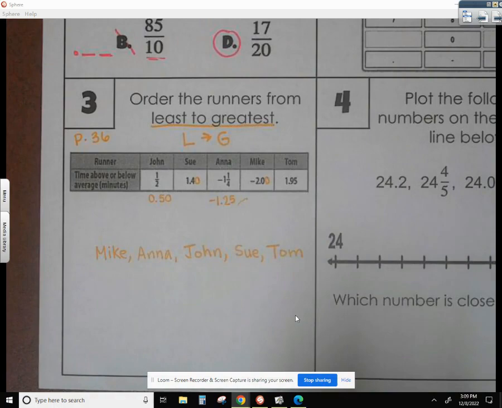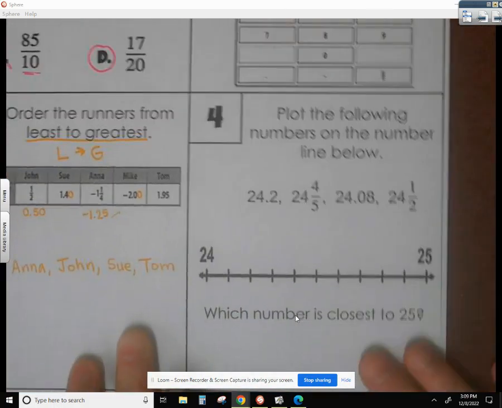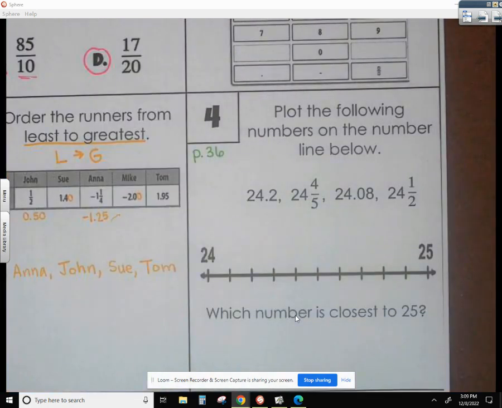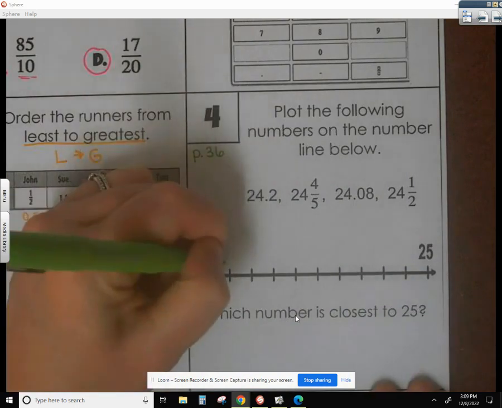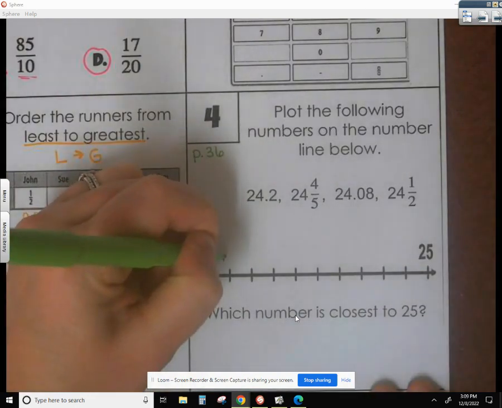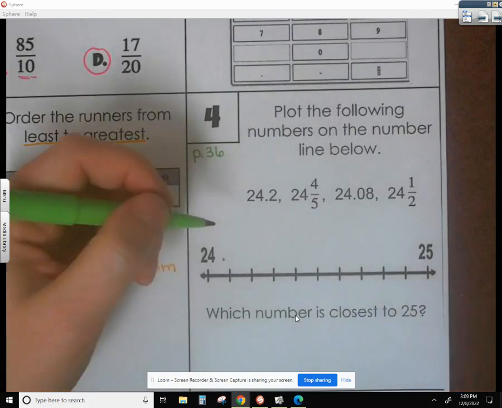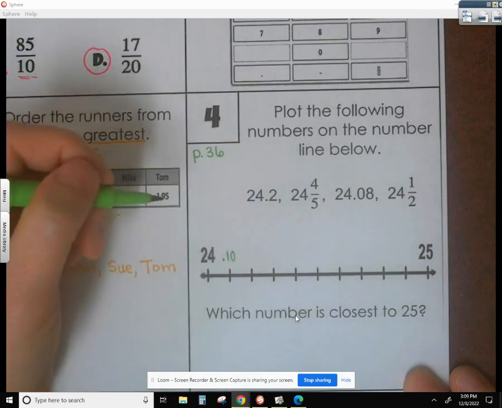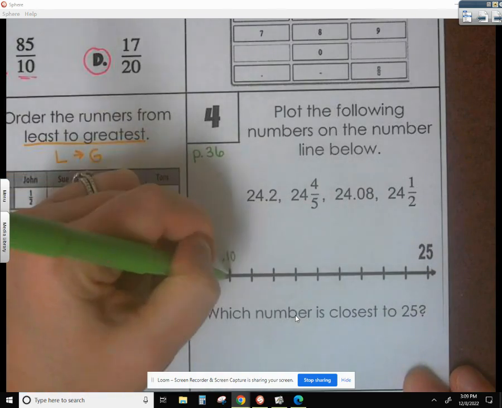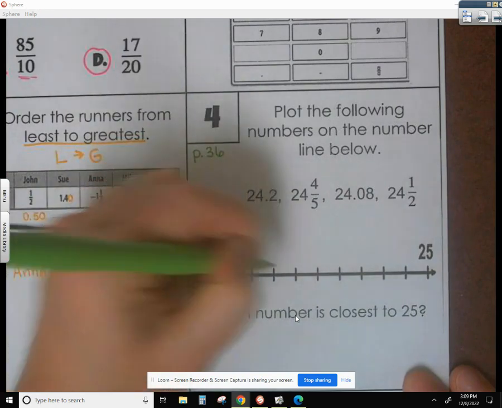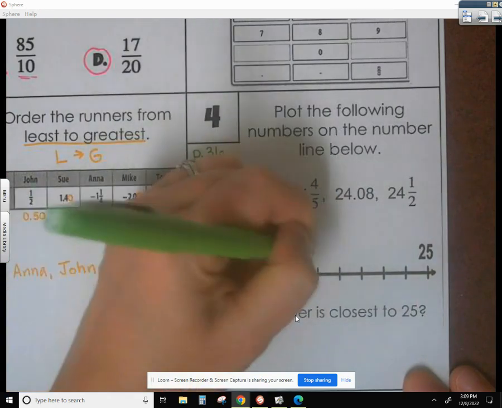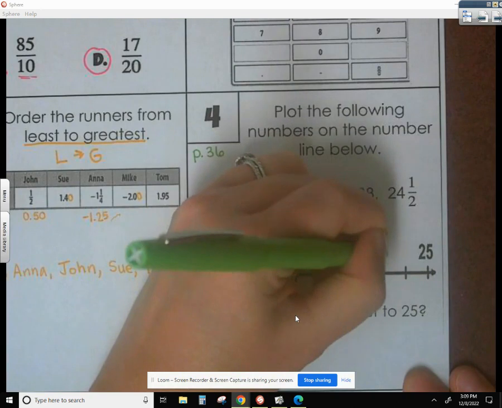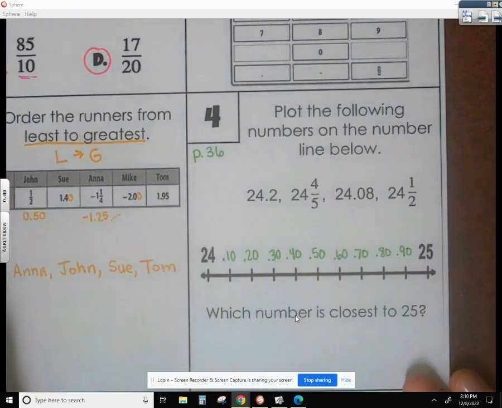Question number 4 is similar, except we're using a number line this time. So this is also found on page 36. We're also going to make these look like money, but I want to go ahead and add to this number line here. So there are 10 sections in between 24 and 25. So each one is 0.1 or 10 cents if we're thinking about money. So this would be $24. This is $24.10. 20 cents, 30 cents, 40 cents, 50 cents would be right in the middle, then 60 cents, 70 cents, 80 cents, 90 cents, and then you would get to $25.